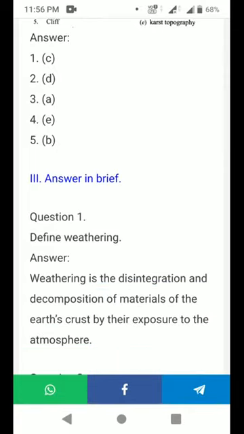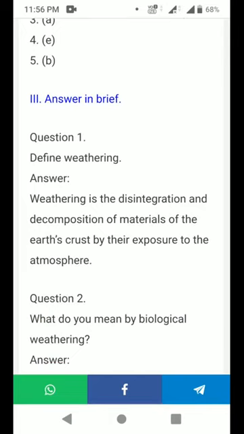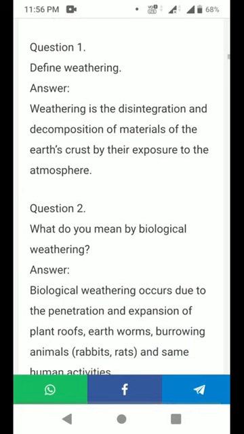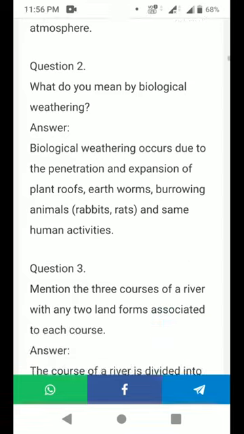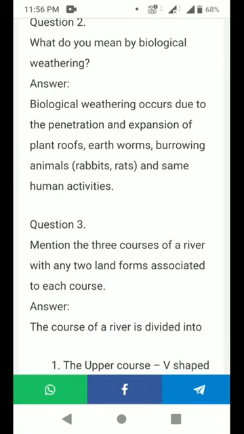First question, define weathering. This is a very important question. Weathering is the disintegration and decomposition of materials of the Earth's crust by their exposure to the atmosphere. Second question, what do you mean by biological weathering? Biological weathering occurs due to the penetration and expansion of plant roots, earthworms, burrowing animals like rabbits and rats, and human activities.